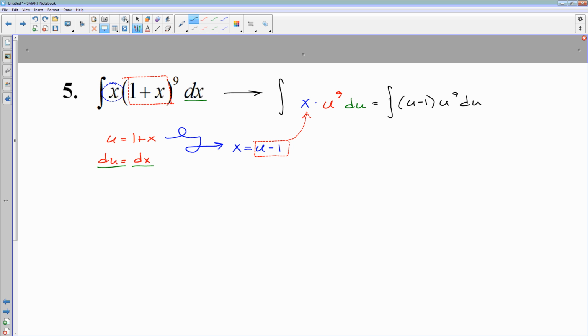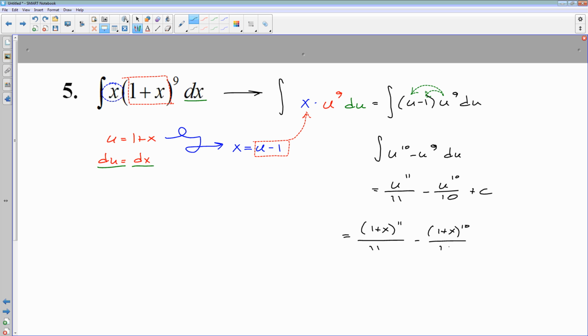And we have to do this antiderivative. It looks difficult, but I'm going to work this crazy property known as distribution, and I'm going to distribute my u to the 9th through. Turn this into the antiderivative of u to the 10th minus u to the 9th du. I can do that. That's u to the 11th over 11 minus u to the 10th over 10 plus c, and then I'll plug my 1 plus x back in. So my final answer is 1 plus x to the 11th over 11 minus 1 plus x to the 10th over 10 plus some arbitrary constant.